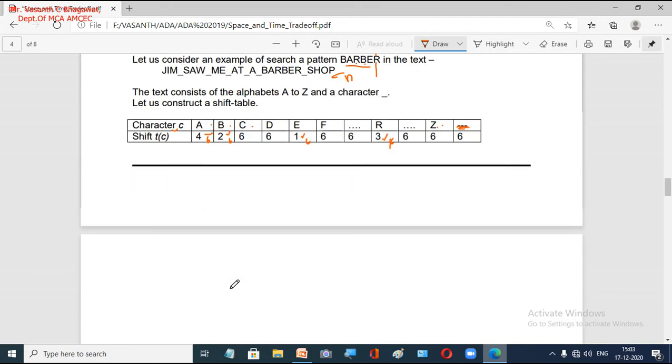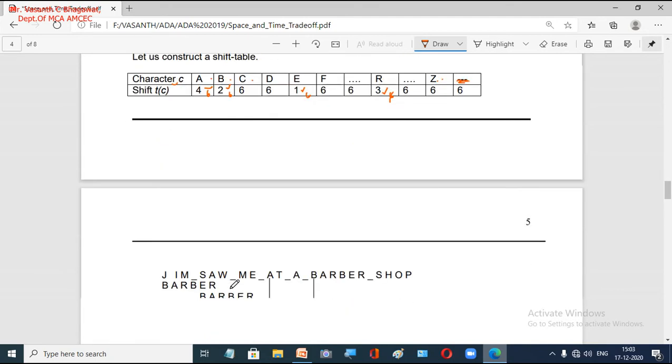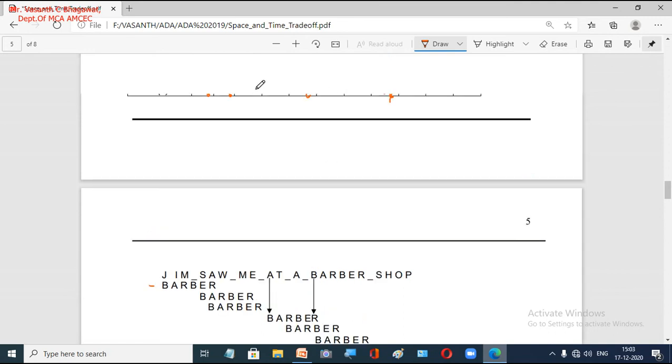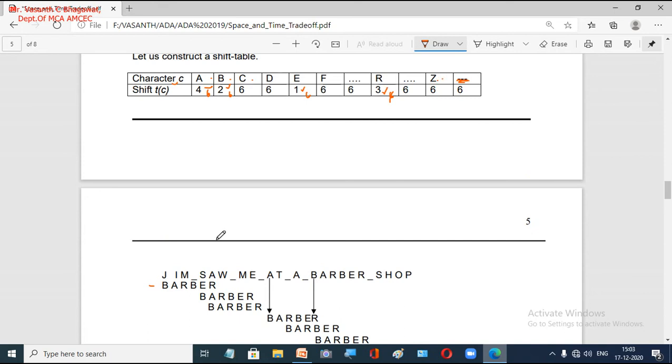Clear? So now we will see with an example. In the first step, you align your text here. Once you have written your text, you keep your pattern, right? Then you design this particular shift table. Clear? Now you start scanning from the right side. So you start from here. Now you compare A and R. Now A and R do not match with each other.